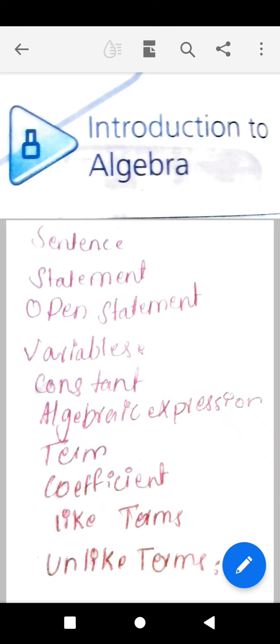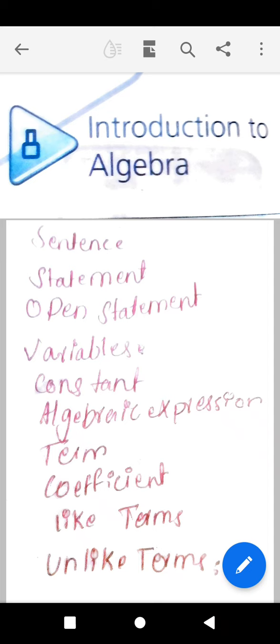The next one is like terms. What are like terms? If two terms differ only in their numerals or literal coefficients, or do not differ at all, they are called like terms. So if two or more terms have different numerals but the same variables, they are like terms. For example, 4x plus 3x plus 2x is equal to 7x.